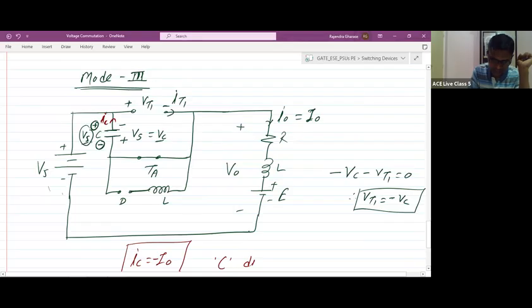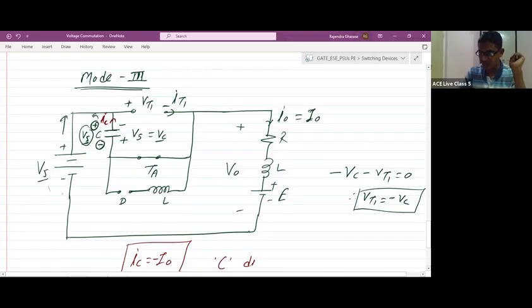This is also Vs. This Vs will try to circulate current in the clockwise direction. This capacitor, which is charged to the voltage of plus here, minus here, will try to discharge the current in the anti-clockwise direction. So V0 is equal to Vs, and this Vs, both will be equal and opposite. So V0 will be reaching zero voltage.